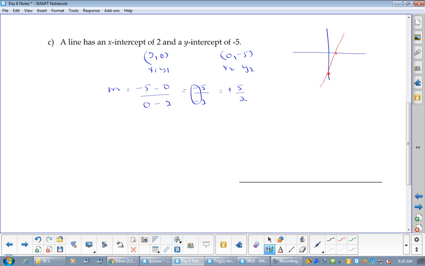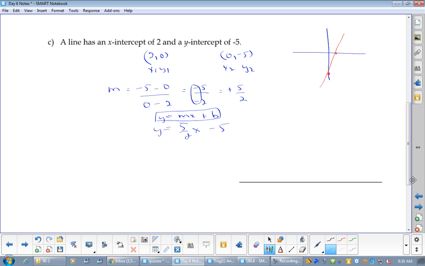Okay, now this one is so easy to get into slope intercept form. Why? Because I just figured out the slope and they gave me the y-intercept. So what should it be? Y equals 5 over 2x minus 5. Because y equals mx plus b.